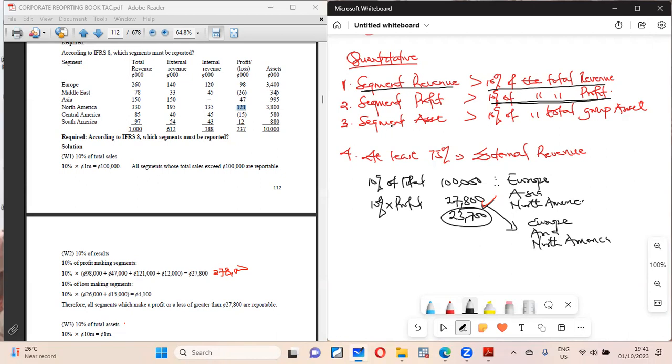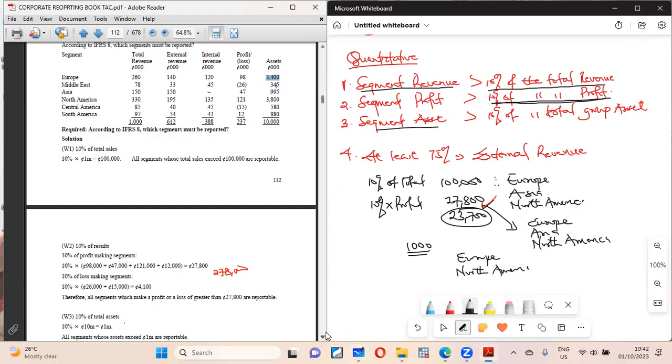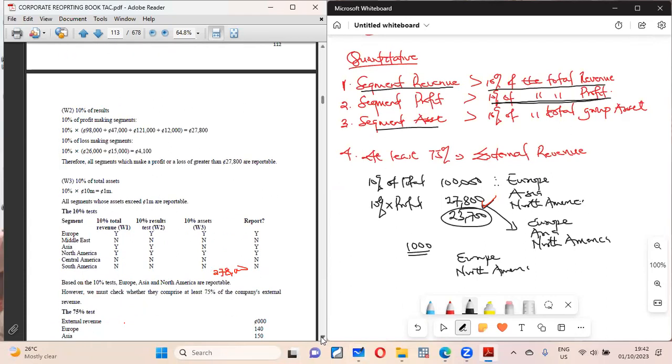Good. The next one is what? Segment asset. The segment asset should be greater than 10% of the total. This is the asset. 10% of this one will give us what? 1,000. Is that not it? Yes. So which ones have theirs exceeding 1,000? Europe, North America. So these are what we have. So that is what you see here. If you are left with one, I'll come back to that.